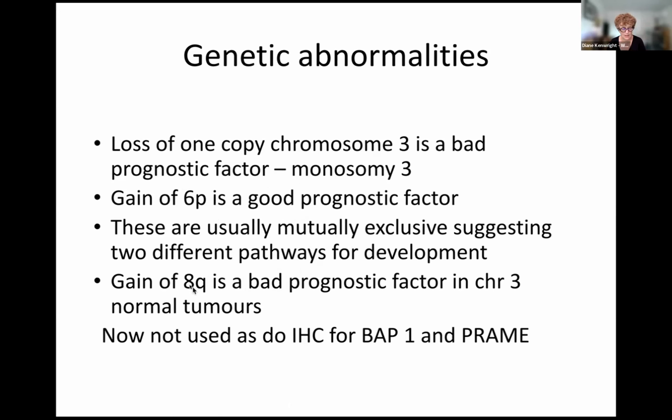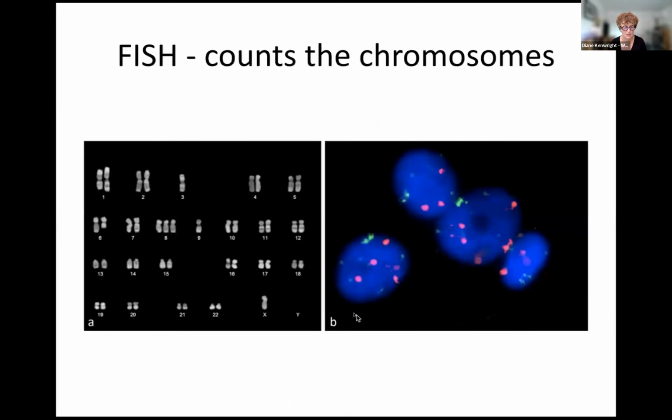An 8q gain is a bad prognostic factor if the chromosome 3 is normal, but mostly now we don't do FISH. What we do instead is immunohistochemistry for BAP1 and PRAME. So I'm going to spend a little bit of time talking about that after the FISH.